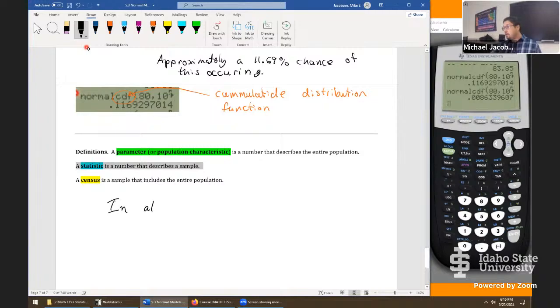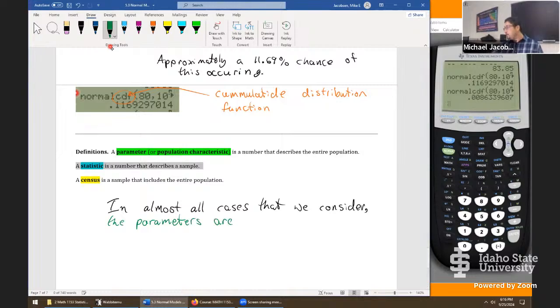In almost all cases that we consider, the parameters are unknown. So what we do instead is we take a sample and calculate the statistics. So the statistics are known values.